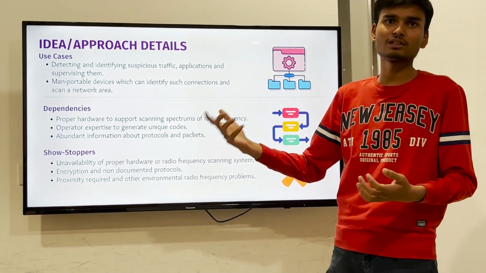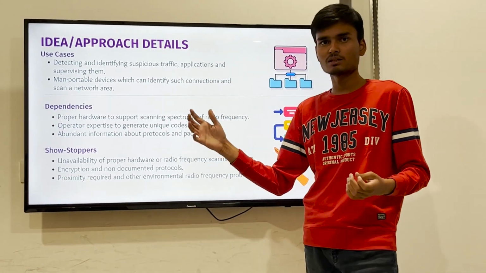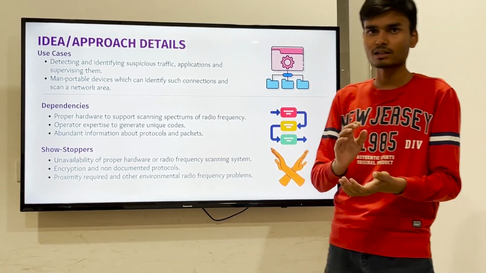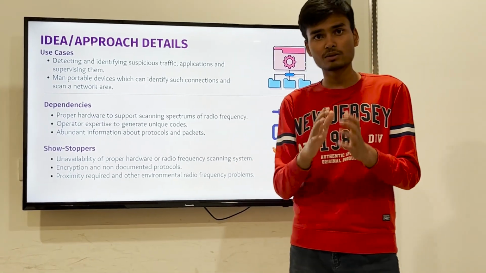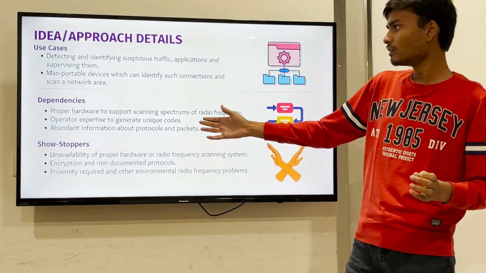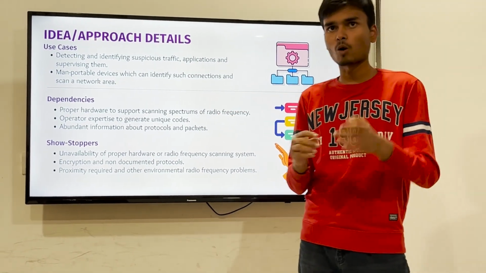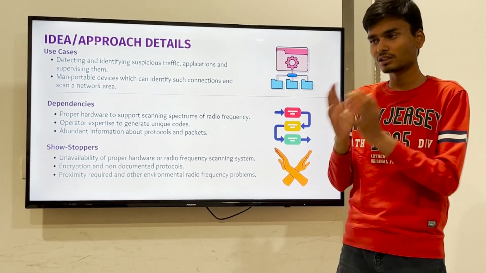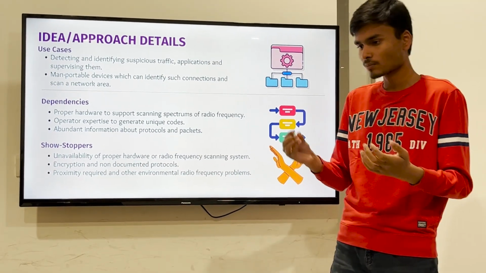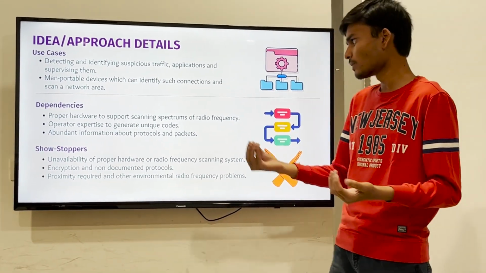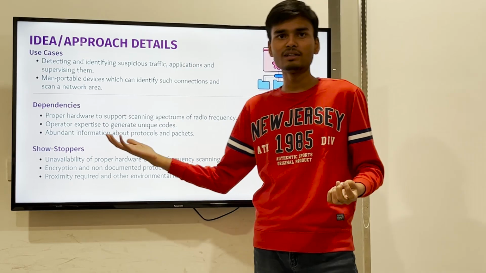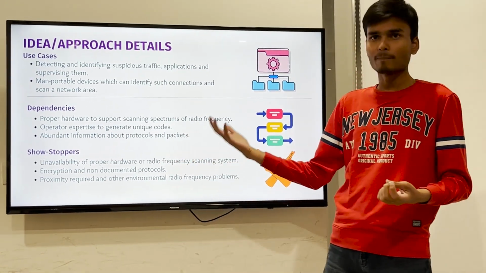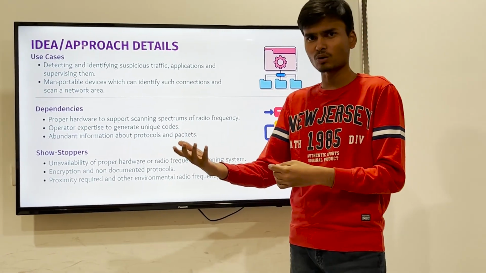Then we have dependencies. What is our application dependent on? Our application is dependent on proper hardware that can scan different radio frequency spectrums. Then we will need operator expertise. The operator needs to generate the unique signature the first time, and needs to be well versed in Wireshark and other network tools. We also need abundant information about protocols and packets to use later in our software.